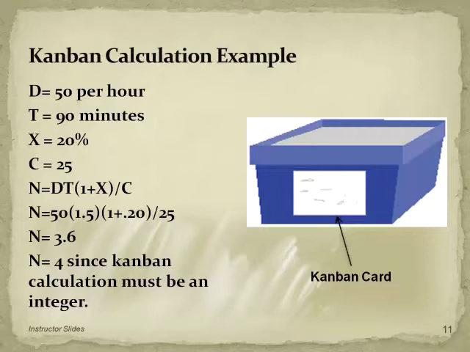Now, you always have to round up if you get any type of a fraction at all, and you most always will get a fraction, because you can't have a fraction of a container. You have to have an integer number of containers. So the correct answer in this example is that we need to have 4 containers.